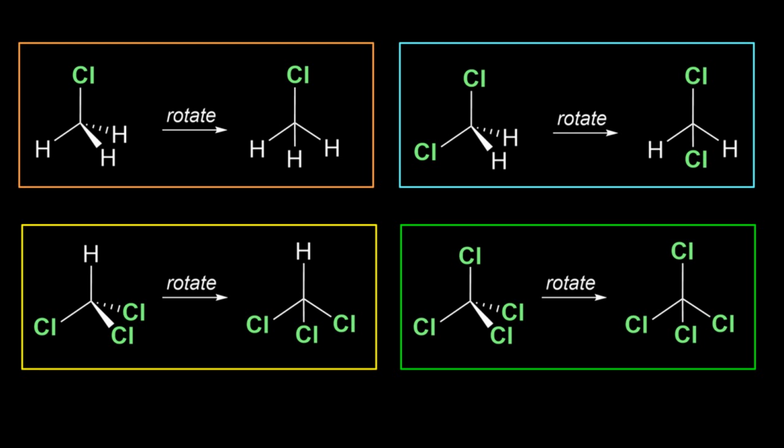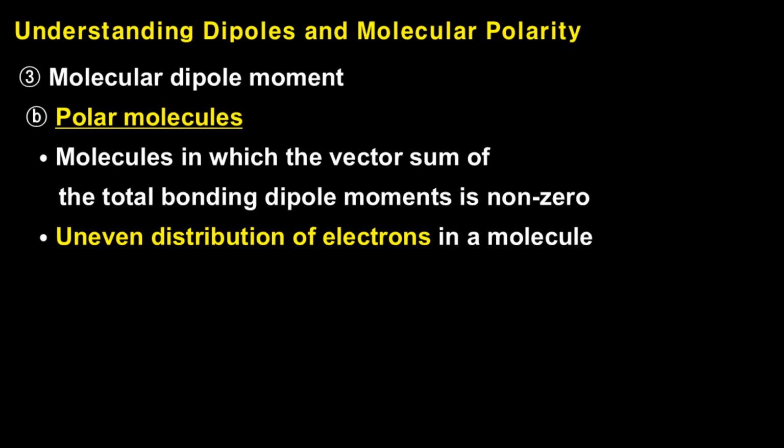The bond dipoles cancel each other out, so the molecule ends up being nonpolar. So in short, when one, two, or three groups are identical, the dipole moment depends on how they're arranged. But when all four are the same, symmetry takes over, and the dipole moment disappears. Polar molecules are the ones where the dipole moments from all the bonds don't cancel each other out. So instead, you end up with a net dipole moment, a clear direction in which the electrons are being pulled.